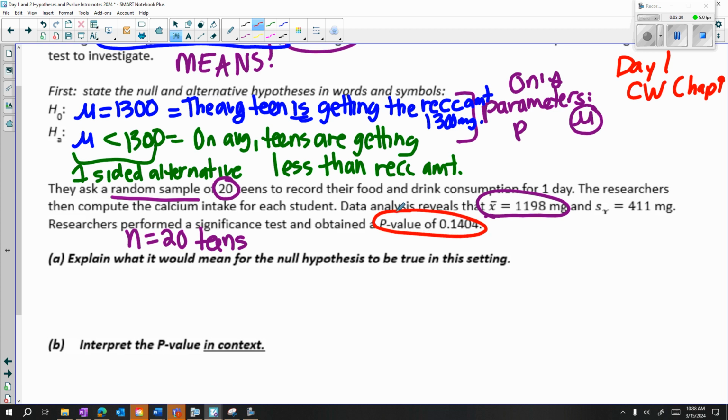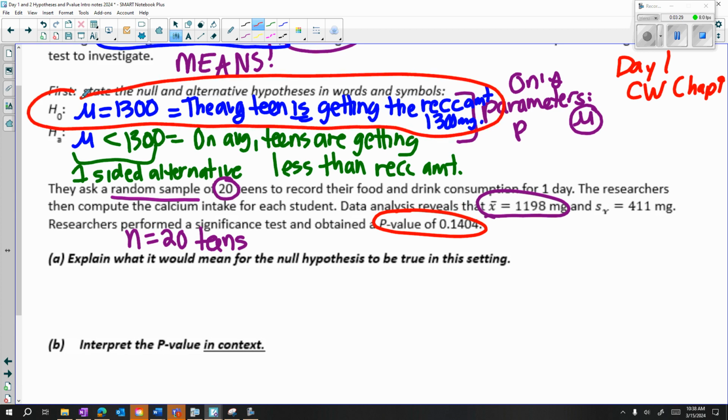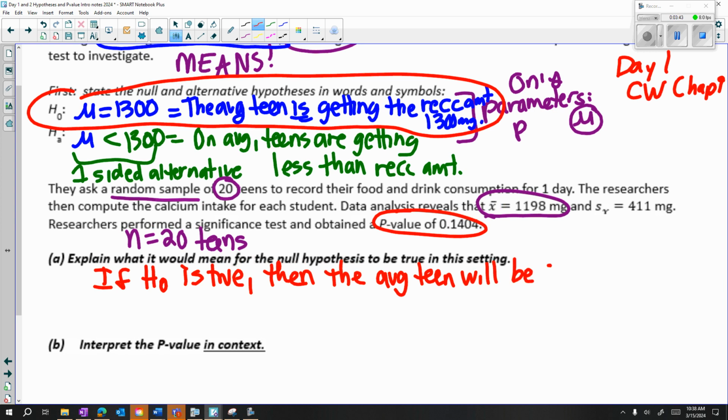Explain what it would mean for the null hypothesis to be true. Okay, so if the null hypothesis is true, that would mean that they are actually indeed getting the recommended amount. If H0 is true, then the average teen will be getting the recommended amount of calcium, which is 1,300 milligrams.